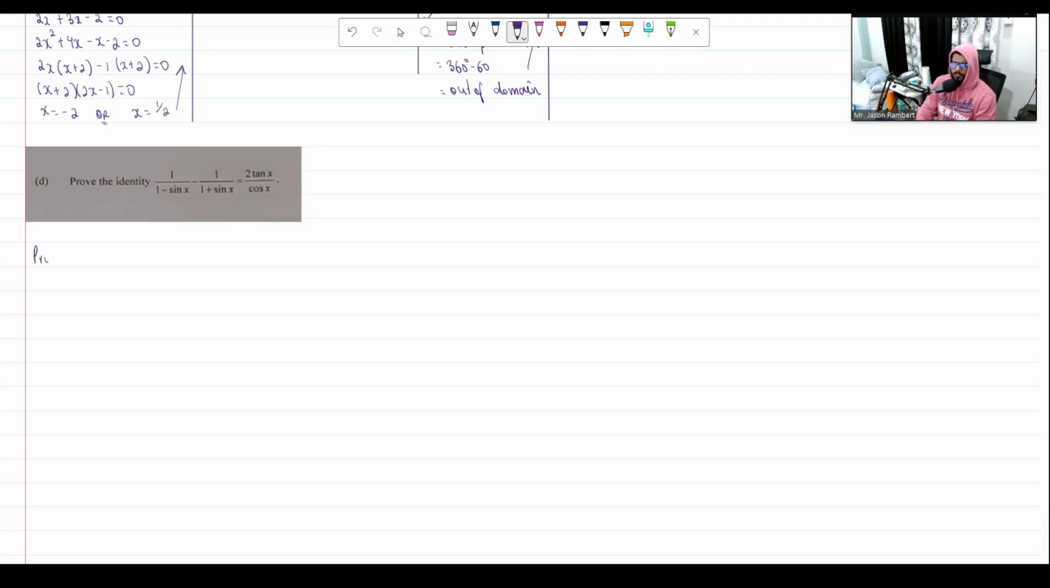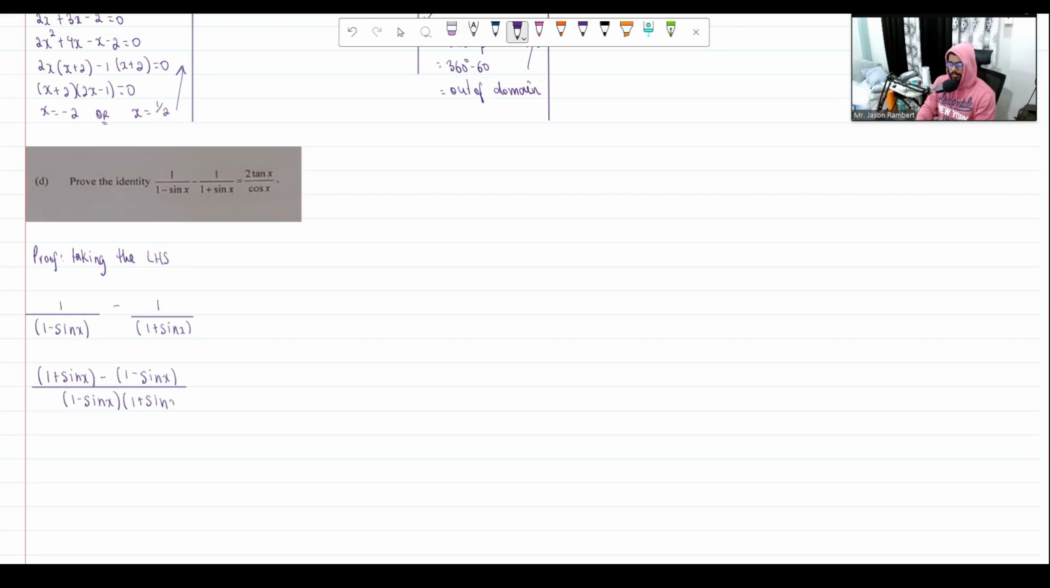So the proof, taking the left-hand side, I'll have 1 over 1 minus sine x, take away 1 over 1 plus sine x. I go LCM down the place. I get 1 plus sine x, take away 1 minus sine x, all over 1 minus sine x into 1 plus sine x.